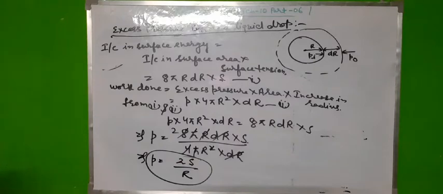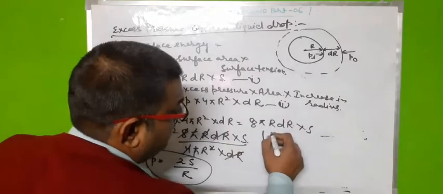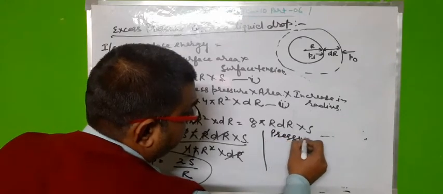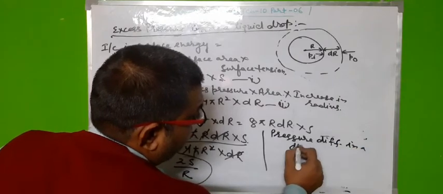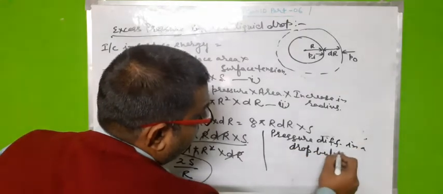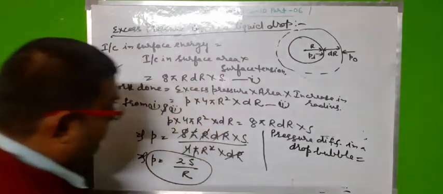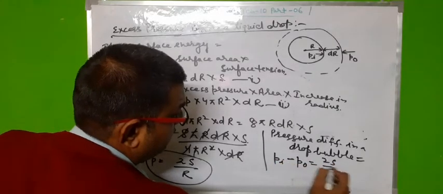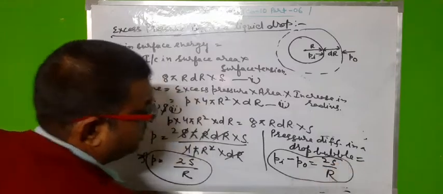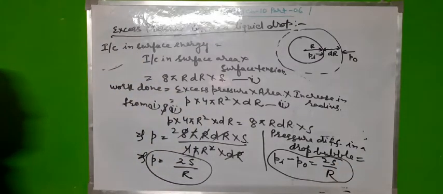This is the excess pressure, 2S upon r. So the pressure difference in a drop is P inside minus P outside, which is equal to 2S upon r. So this is about excess pressure inside the liquid drop.